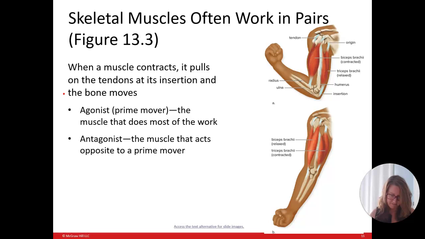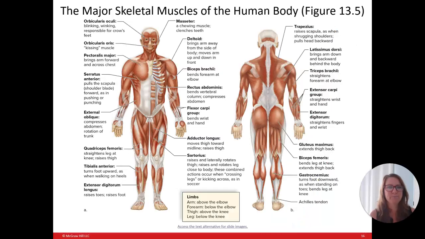Another really popular pair that we're familiar with would be our quads and our hamstrings. So again, two muscle groups, one on the front side of your upper leg and one on the back side, working in pairs, the agonist and antagonist. And again, that can change depending on what motion is occurring.